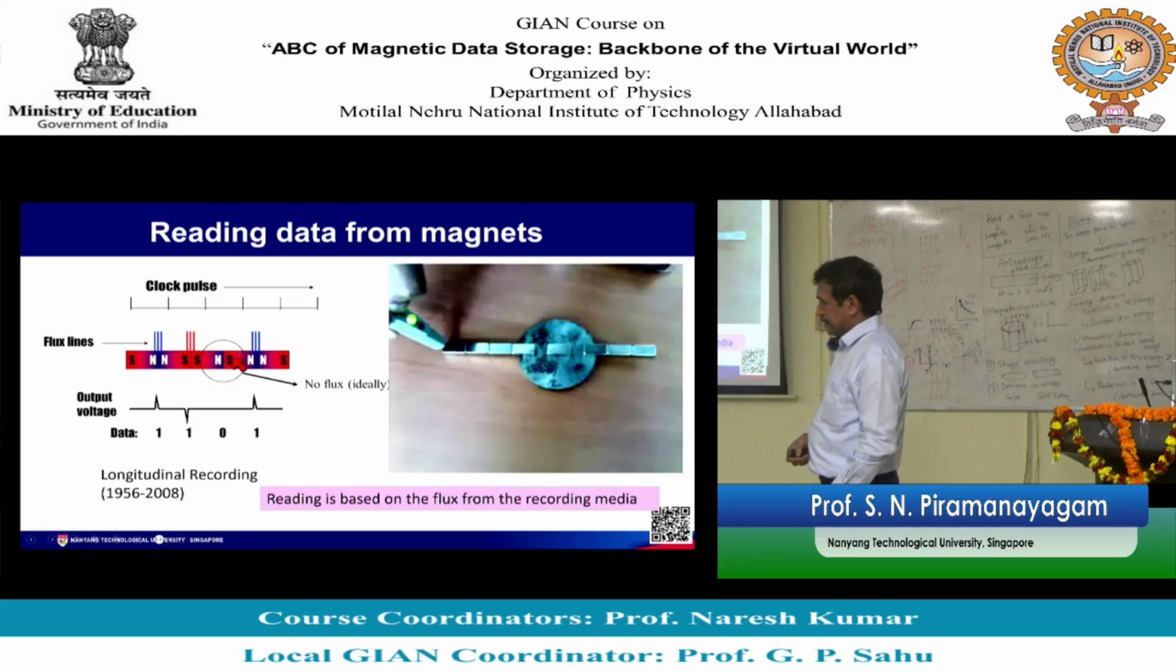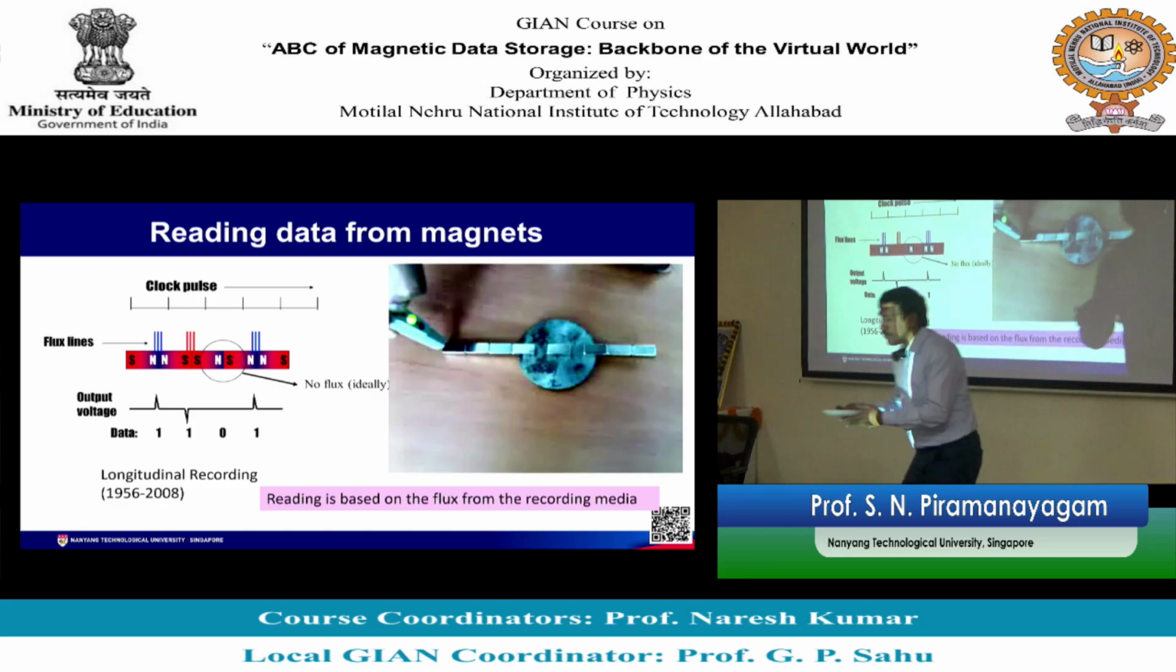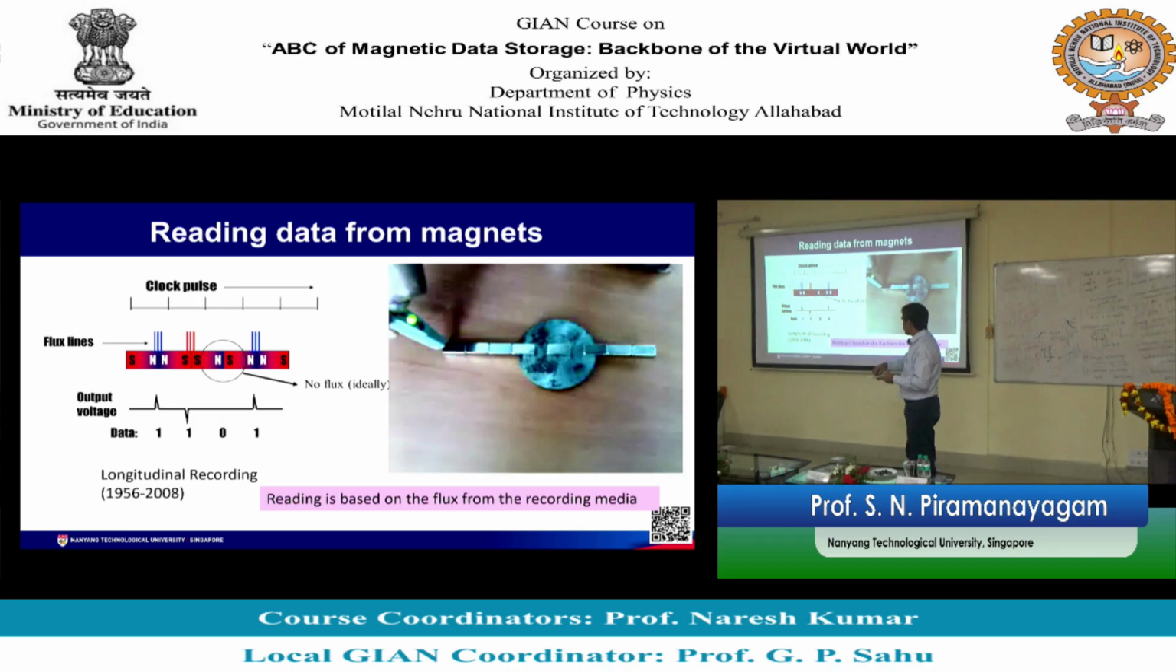Suppose I have a disk, let's say this is the disk on which I am going to store the information. The magnetic poles will be parallel to the disk. They are in the plane, so that's why we call it longitudinal recording. The alternative that we are going to talk about is perpendicular recording, where the magnetization is perpendicular to the disk surface.